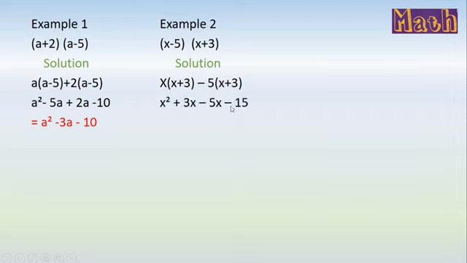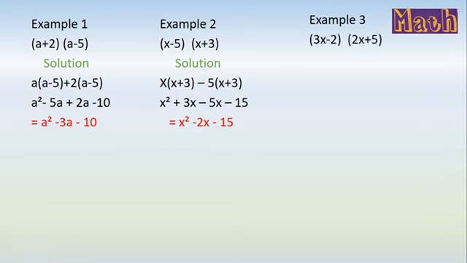So you can see it below. Then you can see I have like terms there. Yes, I have 3x and minus 5x as like terms. So I have 3 minus 5x, that gives me negative 2x. Then the x squared and the negative 15 are unlike terms, so I'll repeat them below. So the final answer becomes x squared minus 2x minus 15.